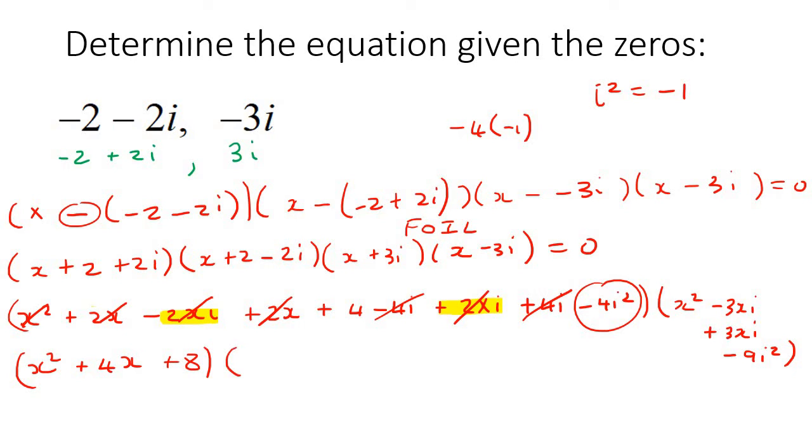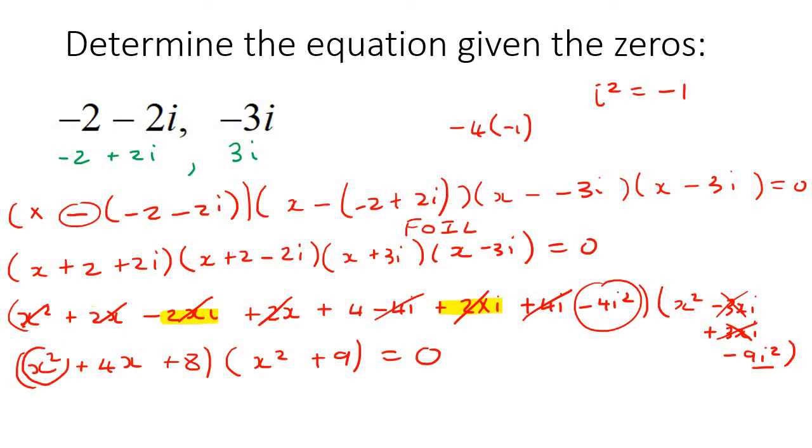There we go. And now inside this bracket, this negative 3xi and this positive 3xi, they would cancel. So you end up with x squared minus 9i squared. And then i squared is negative 1. And so now we end up with x squared plus 9, because a negative 9 times a negative 1 becomes a plus 9. Okay, now we need to go and multiply these brackets together.